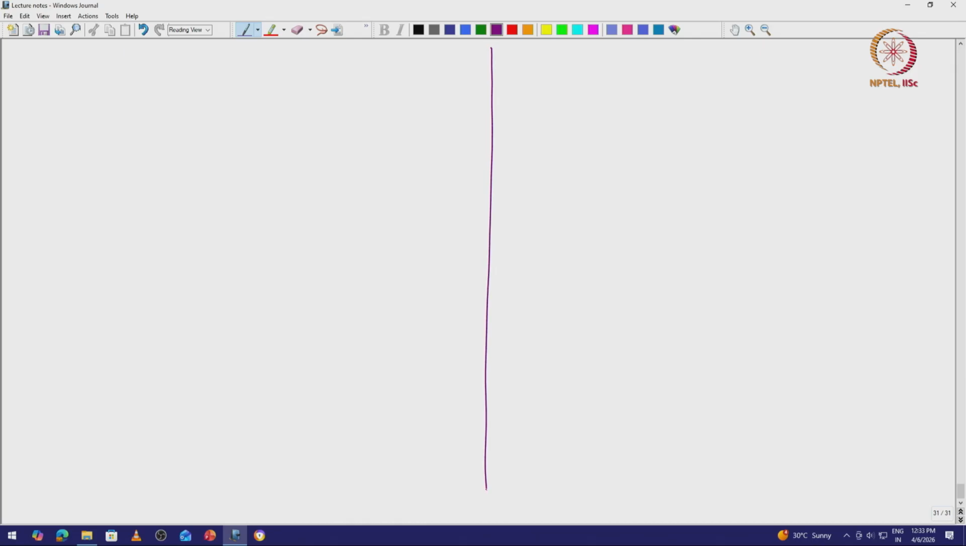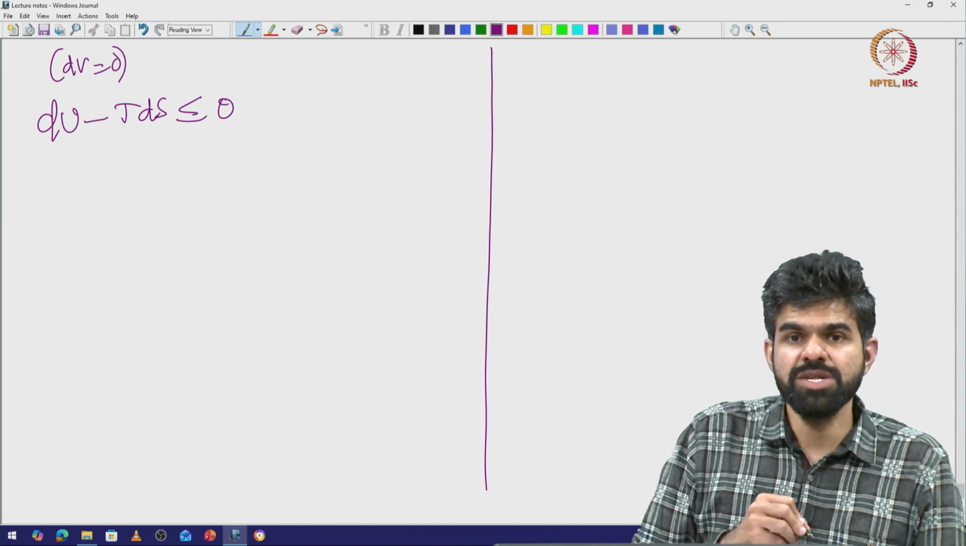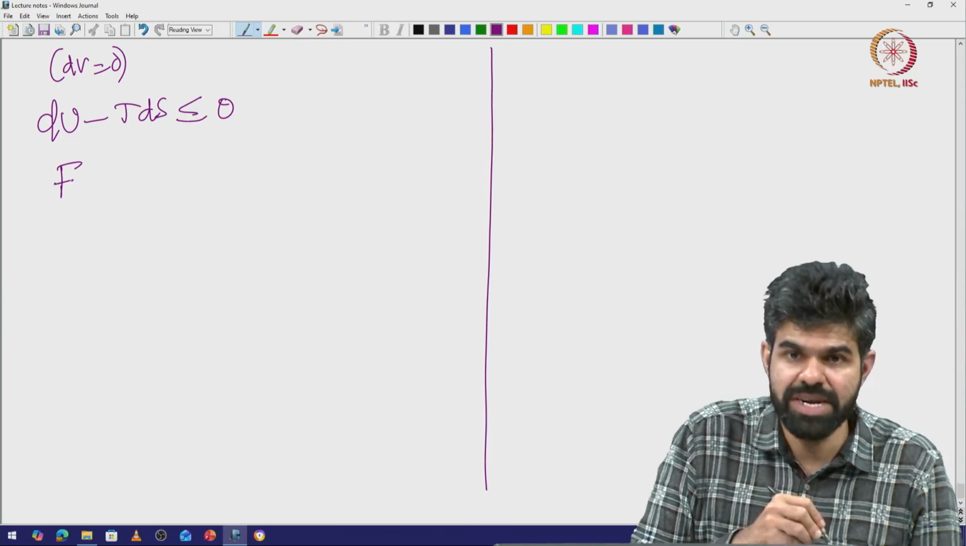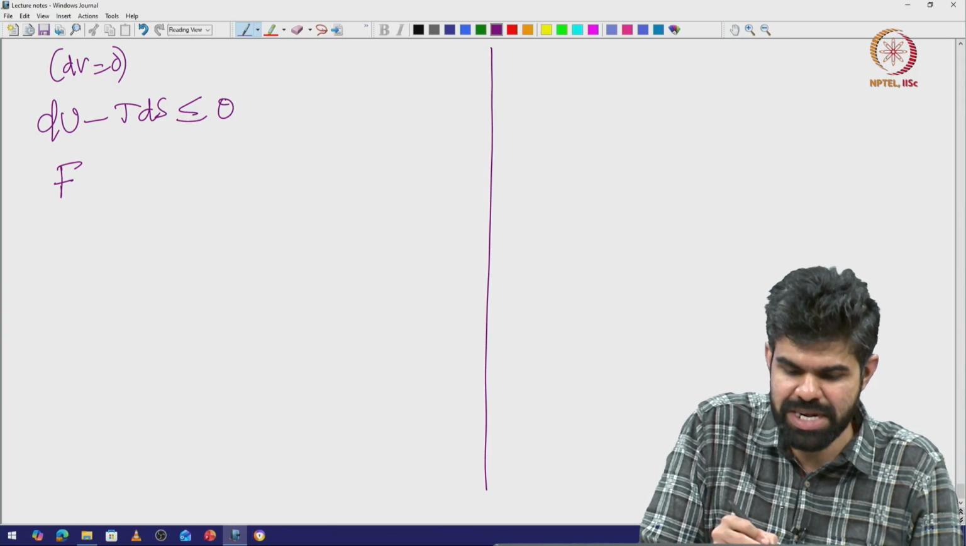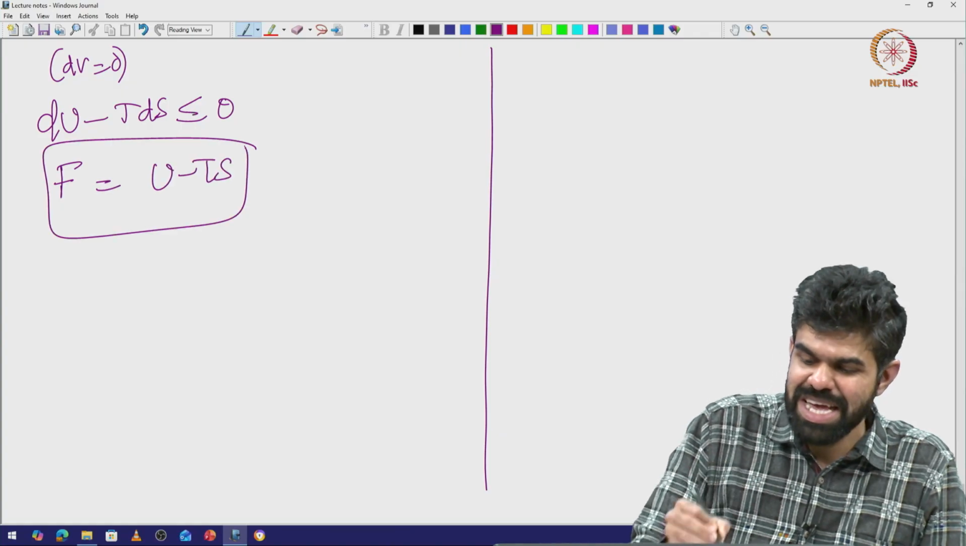If that is the case, because dV is 0, right. So, dV is equal to 0. So, I have an equation now: dU minus TdS is less than or equal to 0. Based on this, I am going to define a functional called F. This also has units of energy. So, this is some kind of an energy, which is equal to U minus TS.